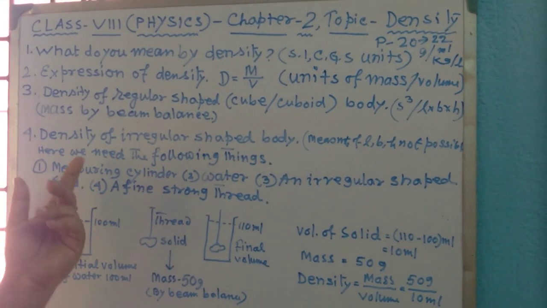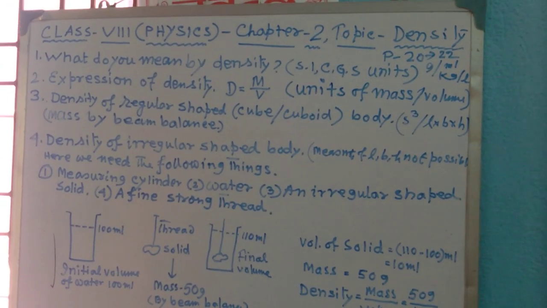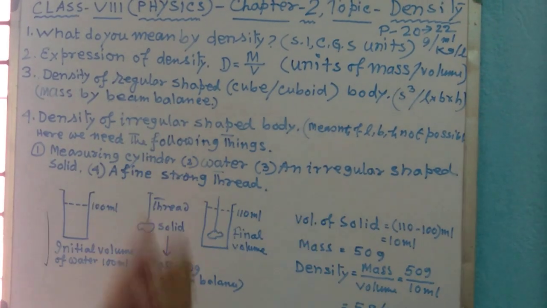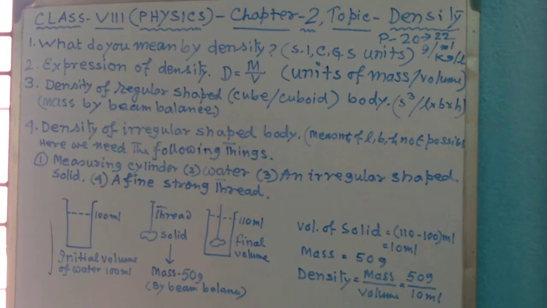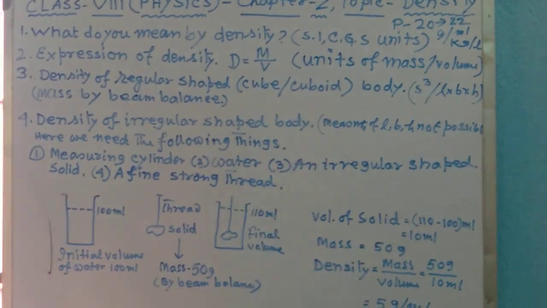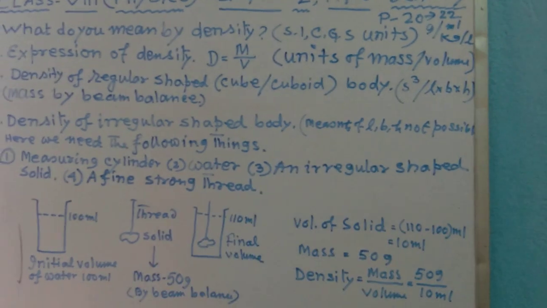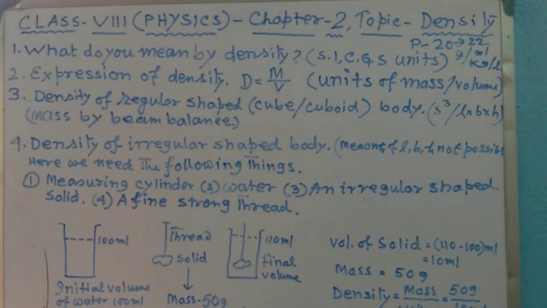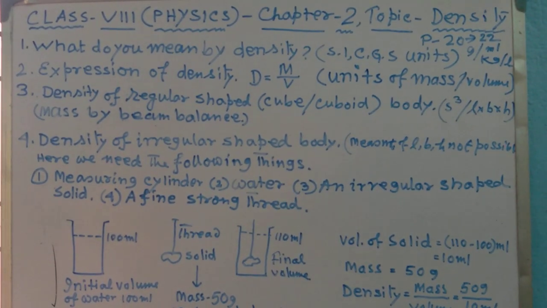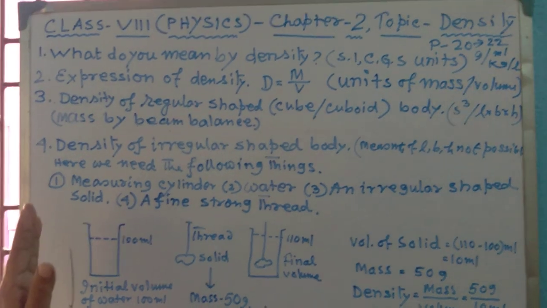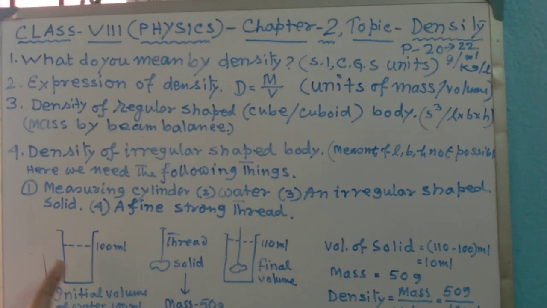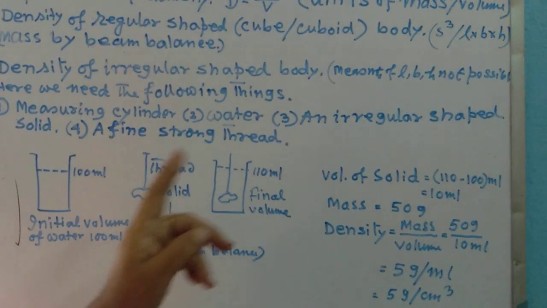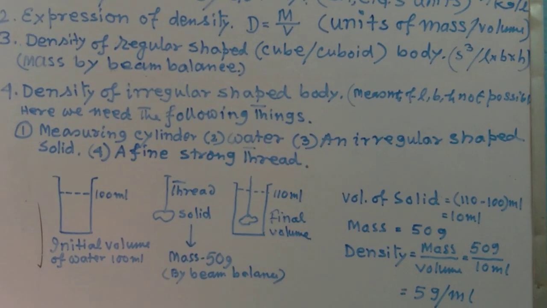Sometimes we measure the density of an irregular shaped body. Irregular shape means it does not have a regular length, breadth and height. It is not possible to use a measuring instrument to measure its length, breadth and height. So here we need certain things to find out the density of an irregular shaped solid. First of all, we need a measuring cylinder. Here is the measuring cylinder. Water we need, an irregular shaped solid and a fine strong thread.